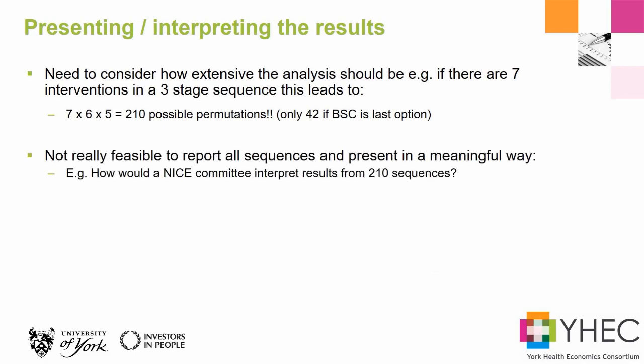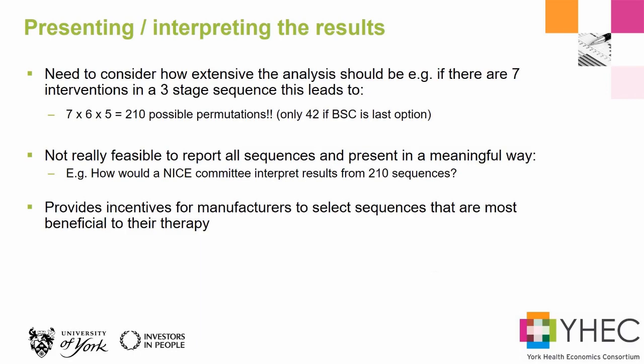Just sticking with the example of 210 though, it would not be feasible to report all 210 sequences and then present the results in a meaningful way. So for example, how would a NICE committee member interpret the results from 210 different sequences? Because of this, we need to narrow down the number of sequences to provide focus to the analysis. But this obviously provides incentives for manufacturers to select the sequences that are most beneficial to their therapy. To avoid that, we would generally seek to get input from clinicians who could advise on the most appropriate sequences that they actually see in practice.